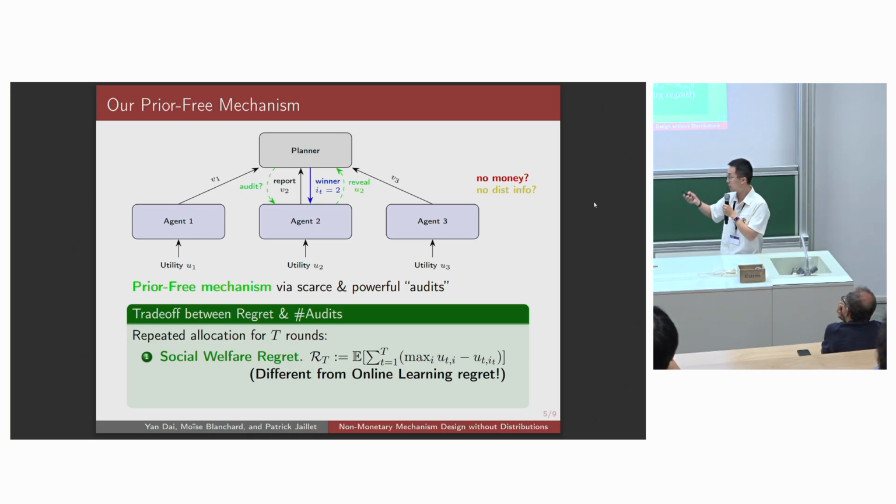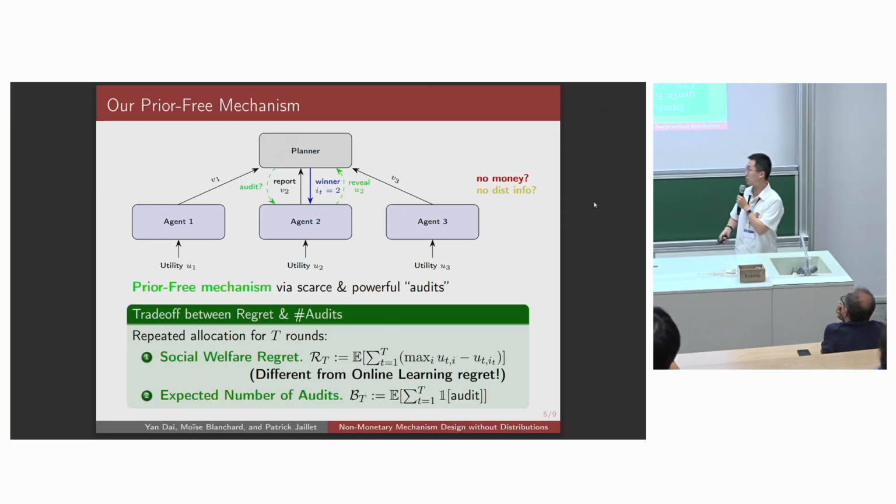Why it is doable is because you have some reports, so you have much more pre-decision information than in online learning. And the second thing that the planner would like to trade off is the expected number of audits. If you always audit throughout the game, agents naturally do not dare to lie, so you can for sure ensure a very good regret, but it doesn't really make sense because audits are also costly in the realistic world. In our model, it is also expensive.